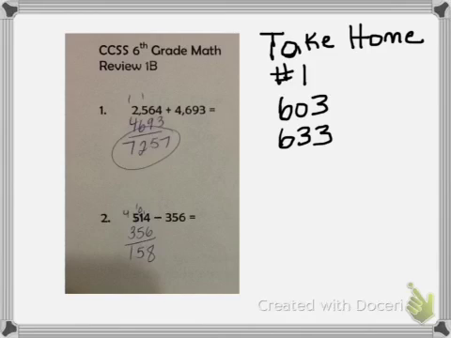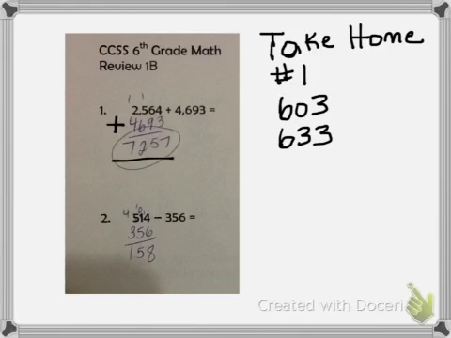The first question is adding 2,564 and 4,693. To help me do that, I lined up my numbers so that my place values are below each other, and I added straight down and had to do some carrying. The sum is 7,257.